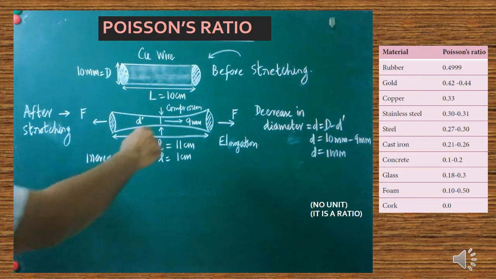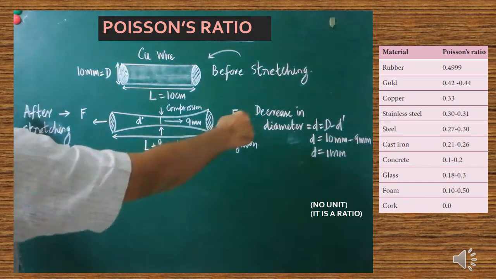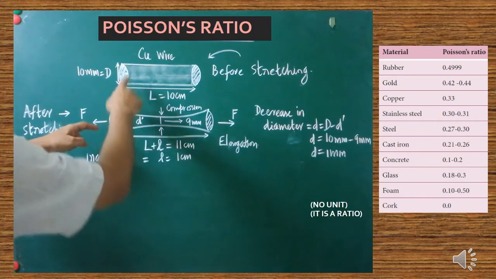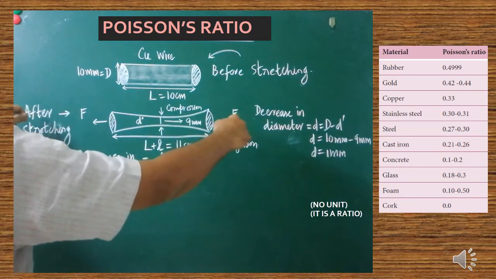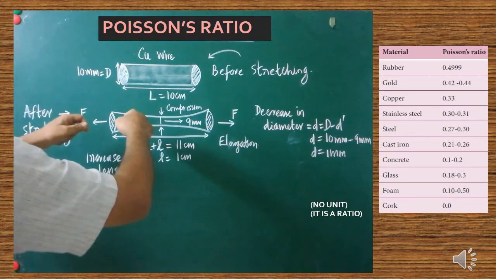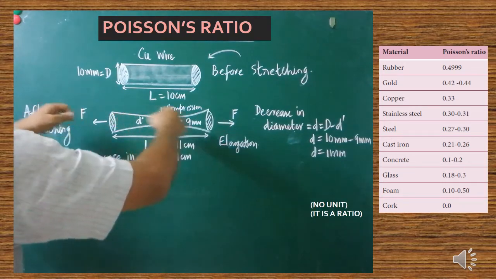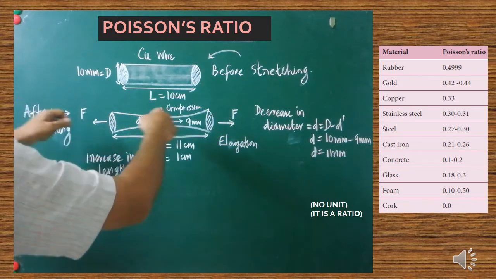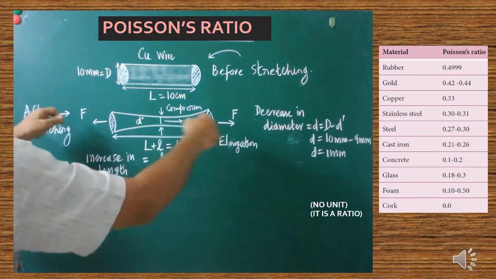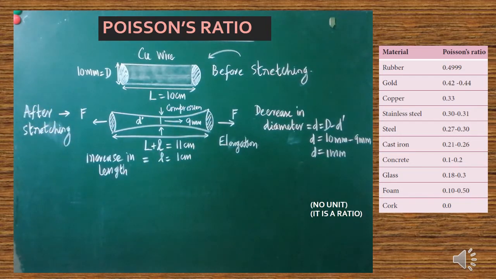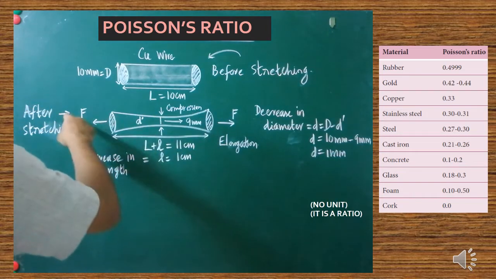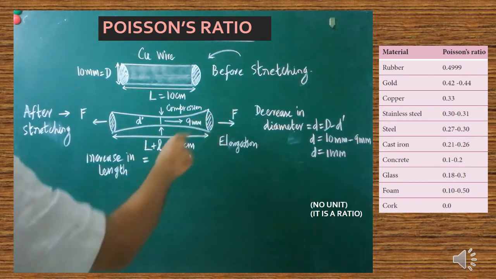After applying the deforming force on either side, what happens? The length of the copper wire is increased. When it is stretched, its length is increased, which means it is subjected to longitudinal strain. Are you clear? Longitudinal strain. That is, along its length, the length is increased.